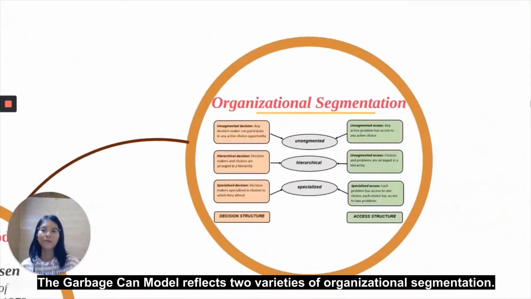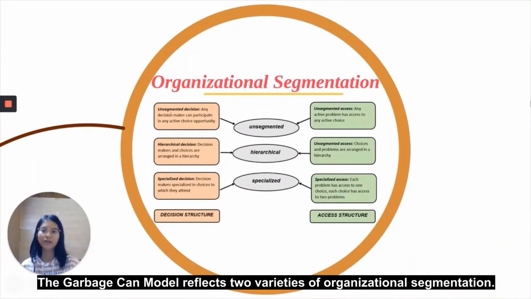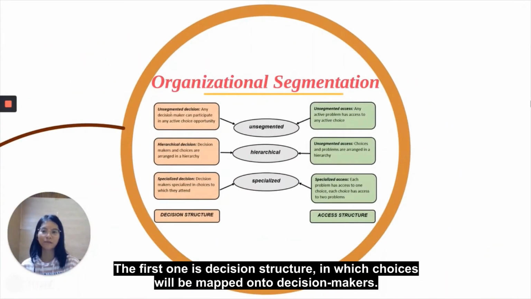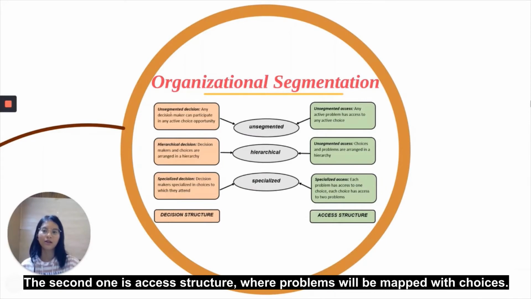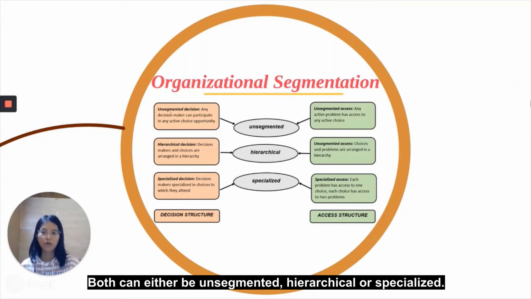The garbage can model reflects two varieties of organizational segmentation. The first one is decision structure, in which choices will be mapped onto decision makers. The second one is access structure, where problems will be mapped with choices. Both can either be segmented, hierarchical, or specialized.